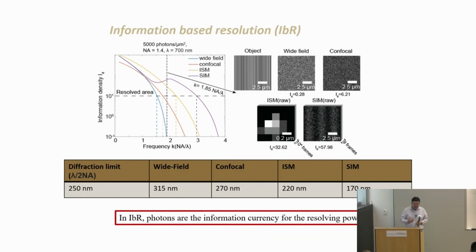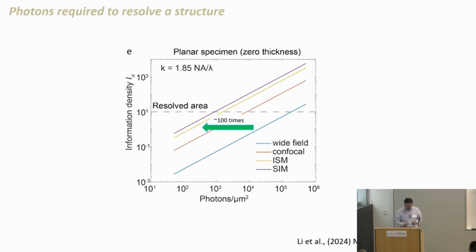In other words, in IBR, you can imagine photons are the information currency for resolving power. And you take these currencies, and you can buy resolution. You can buy it from confocal. You can buy it from structured illumination. You can buy it from ISM. And these systems give you different efficiencies of using those photons. A demonstration is shown over here.